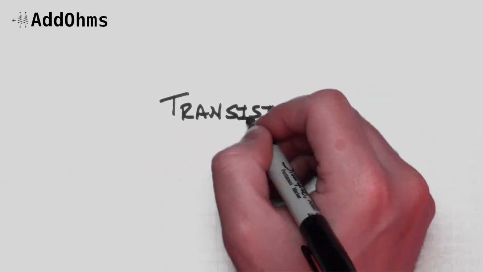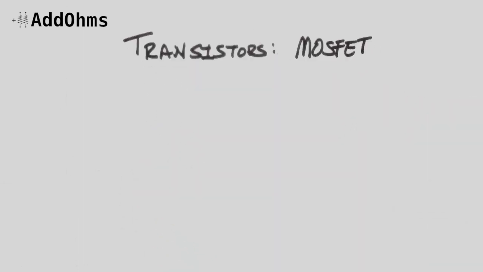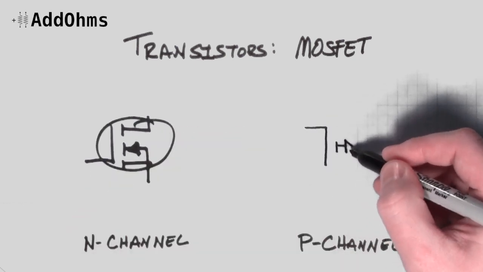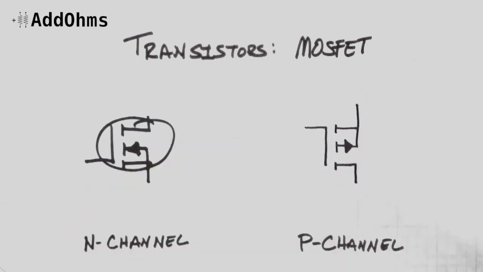Another type of transistor is the MOSFET. There are 2 main types of MOSFETs you'll see. The first is an N-channel and the other is a P-channel. The difference between an N-channel and P-channel symbol isn't just that the diode points in a different direction, and so they're drawn separately here.